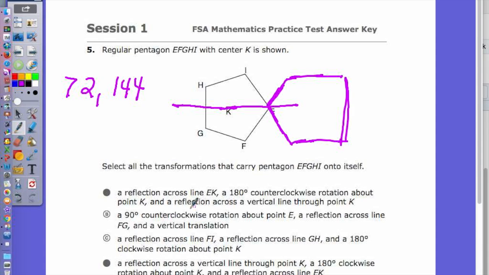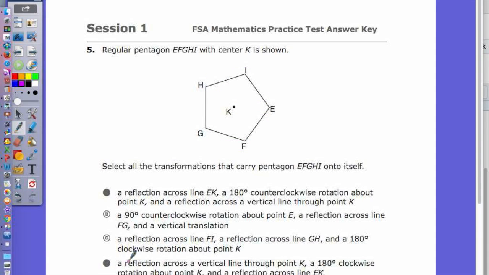But if I reflect across a line EK, it flips up and down. Okay, then I reflect 180 degrees counterclockwise about K. Now I have a pentagon that looks kind of like that. And then I reflect it across a vertical line. It's back on itself. But that's what's difficult, and we found that a lot of people were picking E, but that's your issue. You're rotating around point E. It does not have rotational symmetry around that vertex. Does that help a little bit?